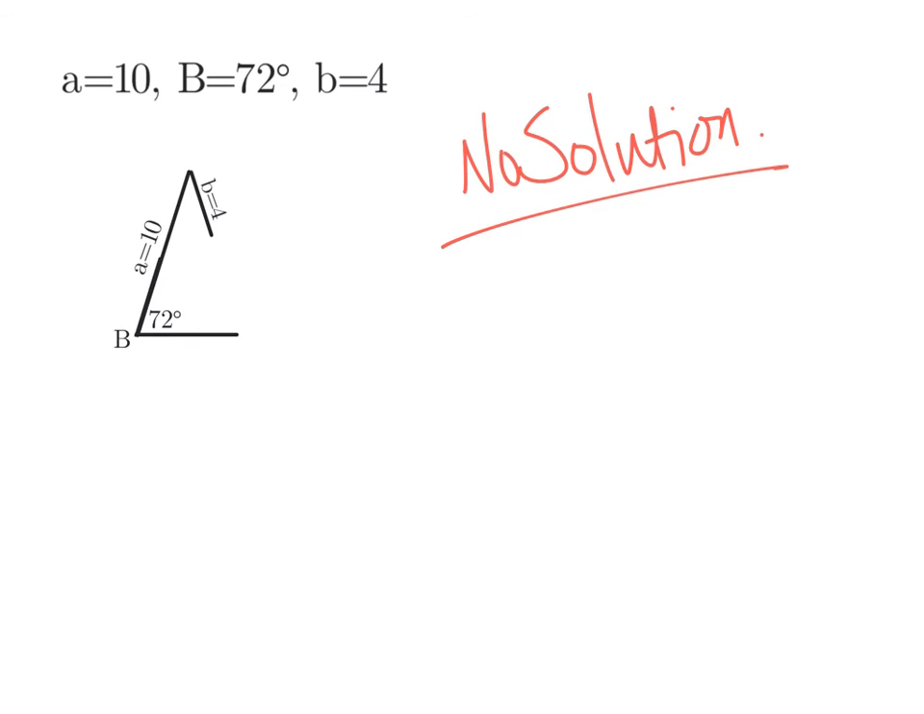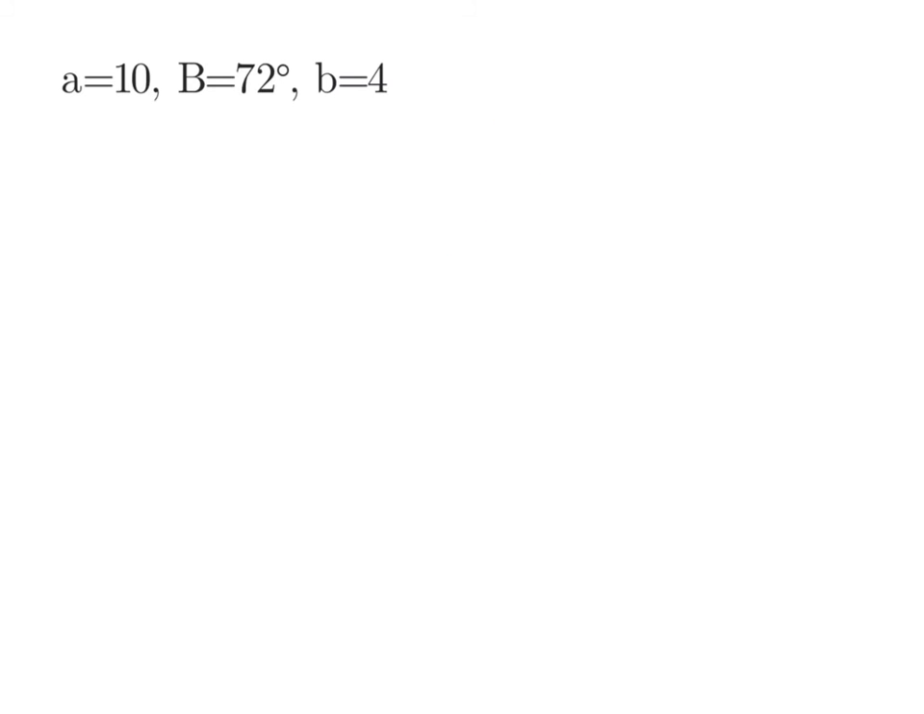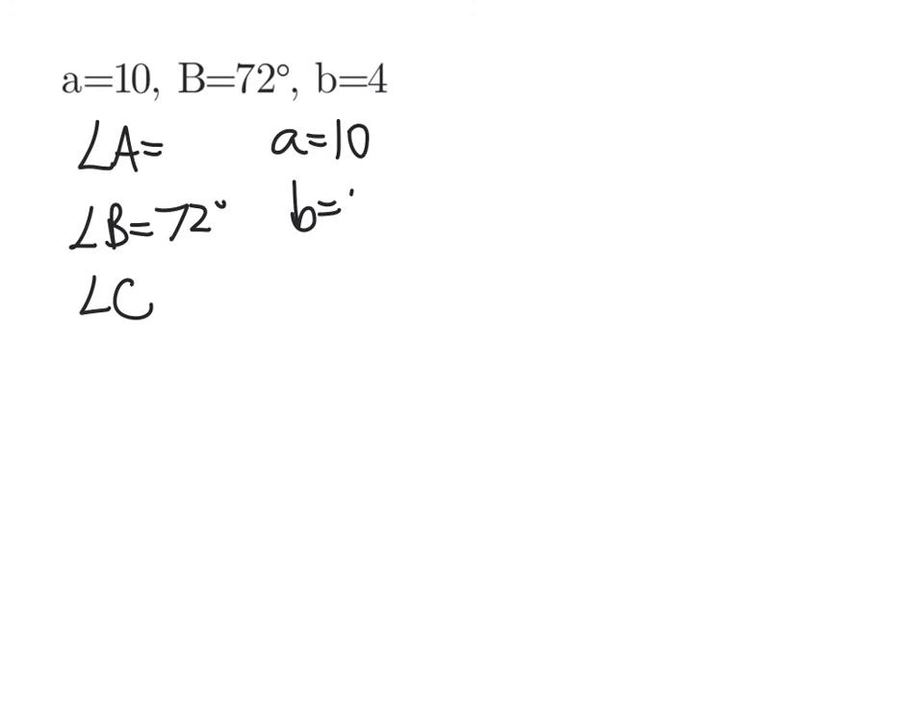But I've been doing this for a long time, and I know that if I just give you side A, side B, and angle B, you don't draw it out. Most of the time what happens is you jump right into the problem. Angle A, angle B, angle C. I know angle B is 72 degrees. I know side A is 10. Side B is 4. Side C, we don't know. So I recognize that we have a pair, and we're going to go right into law of sines.